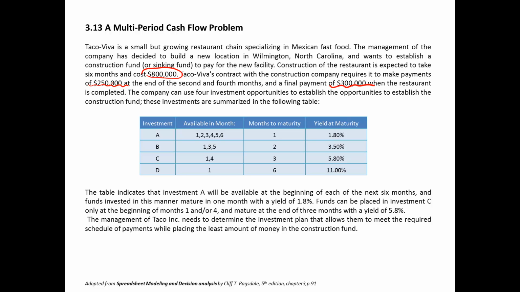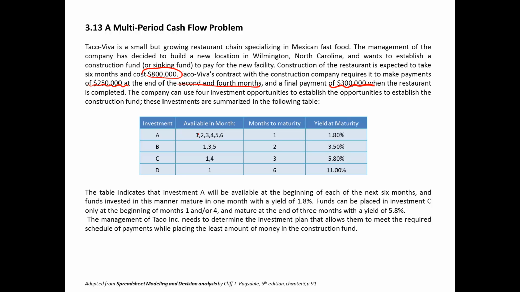How many payments? There are 3 payments. 250 at the end of the second and the fourth month, right? And the final payment. So that total is 800,000. And these are the investment options. Different from the investment problem that we talked about last time, this time they can reinvest in a fund when those investments mature.